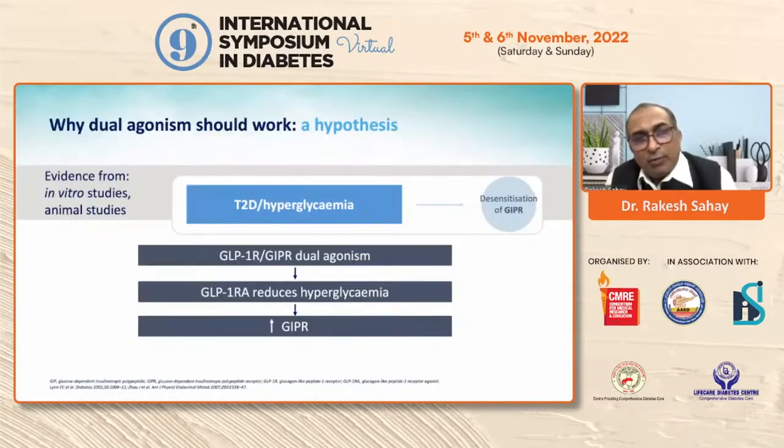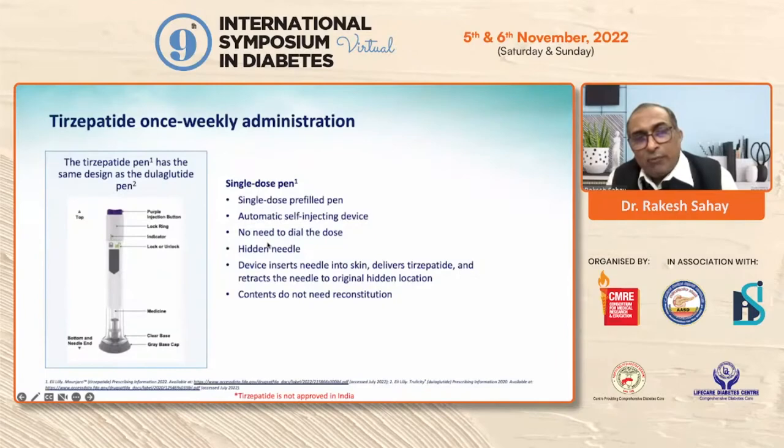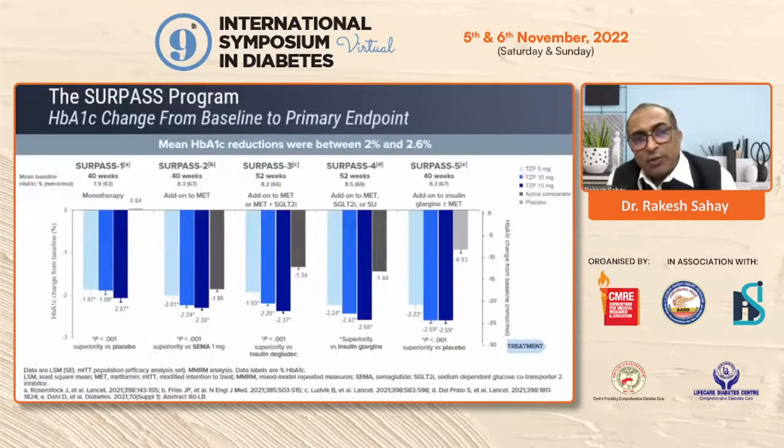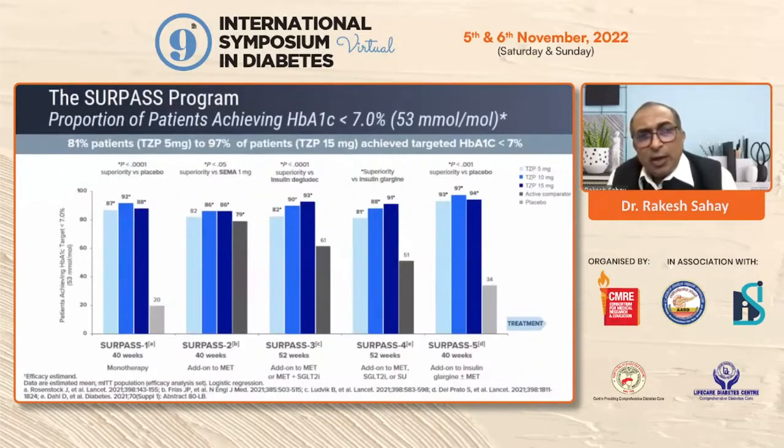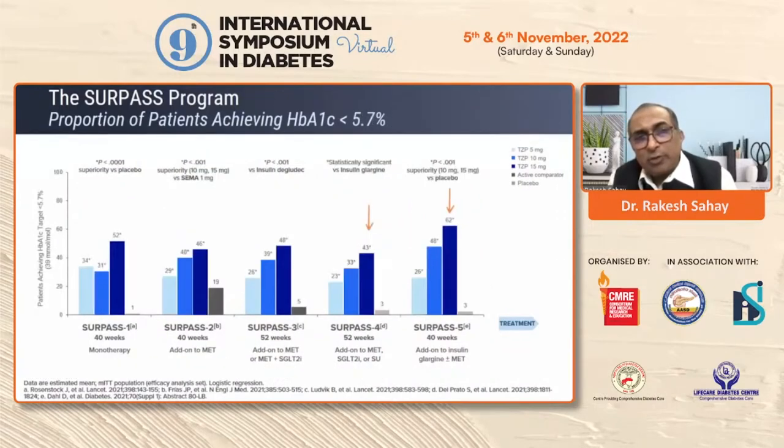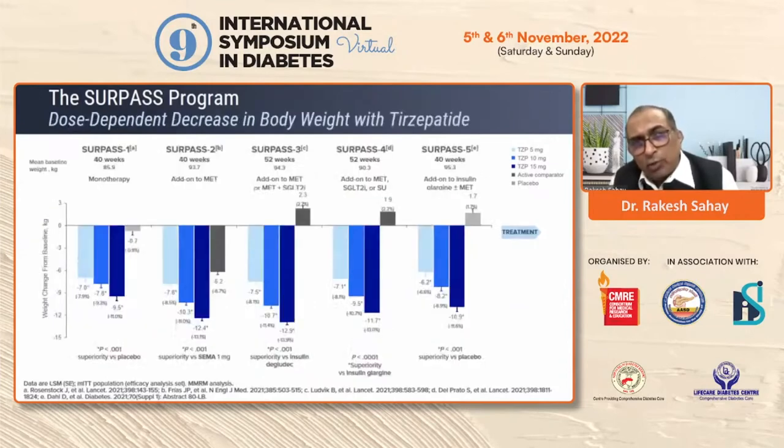While we await that, we have also seen new excitement with the use of dual agonism, with GLP-1 RA and GIP receptor agonism, which is coming in the form of this molecule called tirzepatide, which has clearly shown a very good glycemic benefit in terms of reducing the HbA1c by 2 to 2.6%, so that almost 97% of patients reach the glycemic target of less than 7%, and even almost 40 to 50% of patients reach a target of less than 5.7%, indicating that they're going into remission.